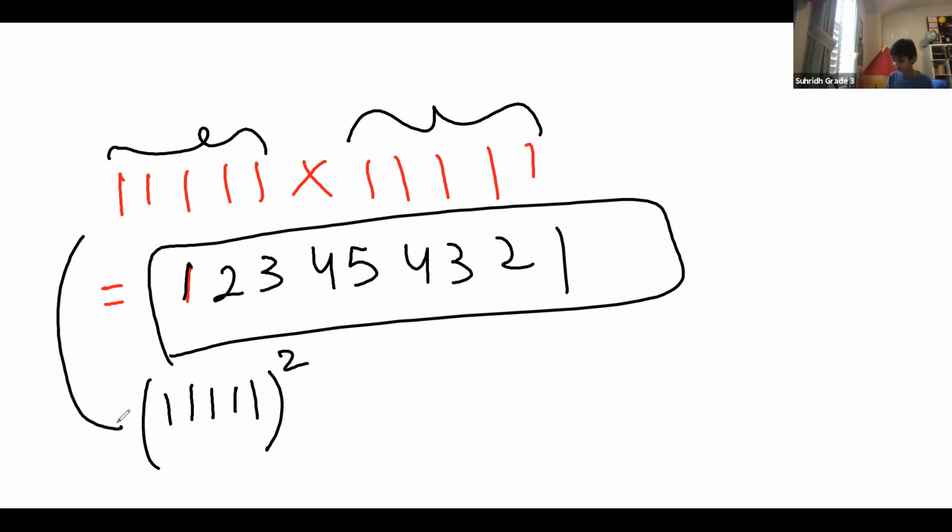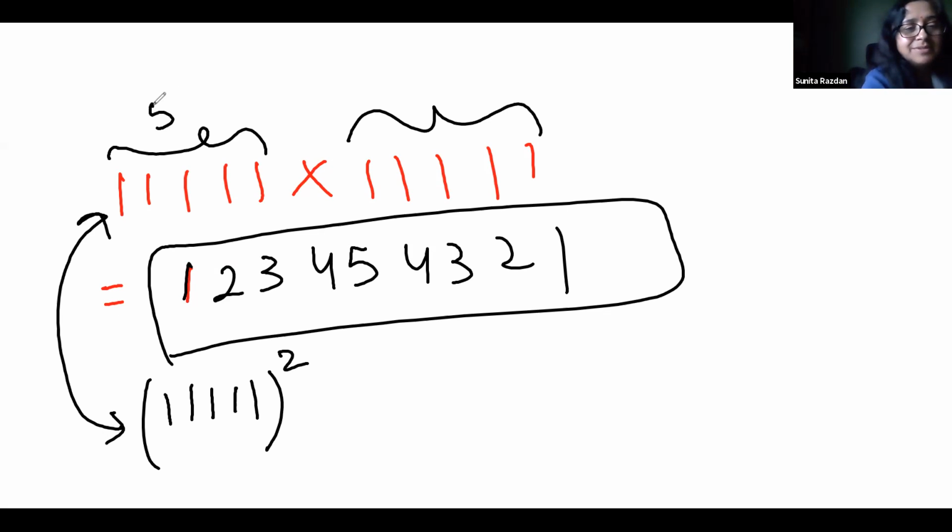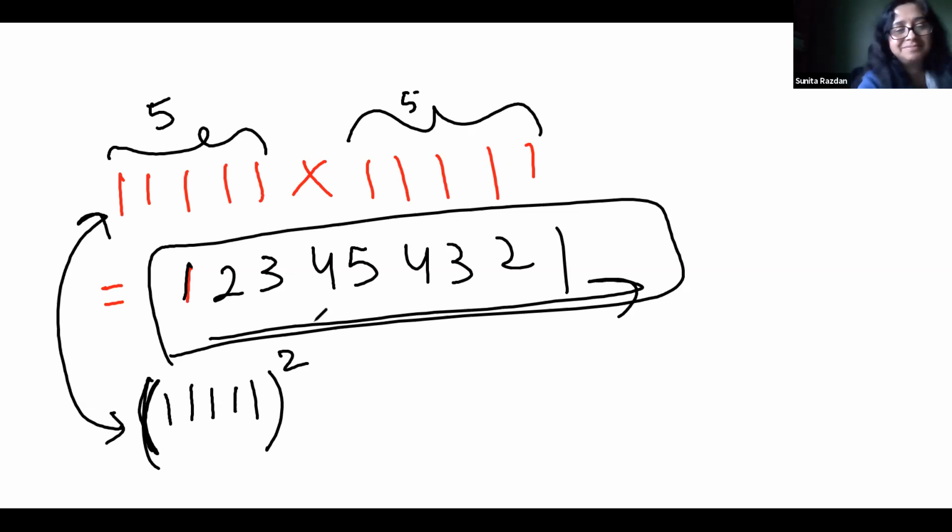We need to write that. You can write down, yes, why not? So if you have 1, 1, 1, 1, 1, it is 5 times. Also, it should be the same, both should be. That means it should be a square. Square means you are multiplying by itself. So for example, it was 5-digit 11111. So this is the answer.